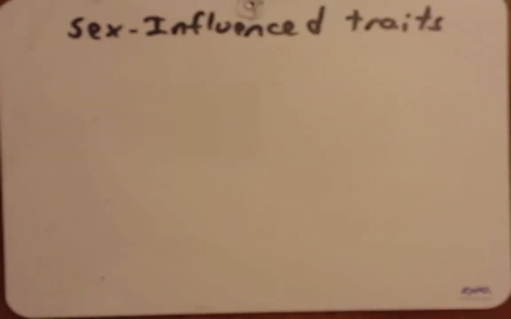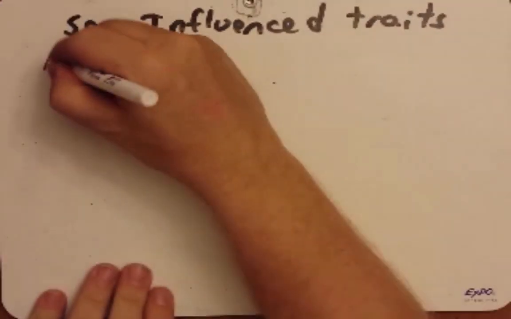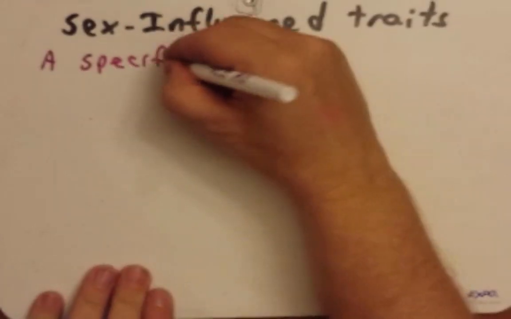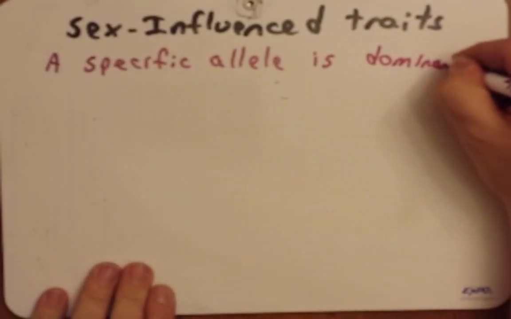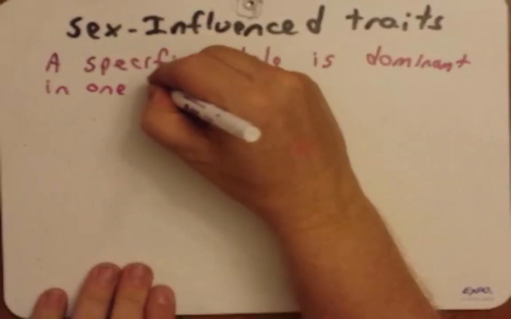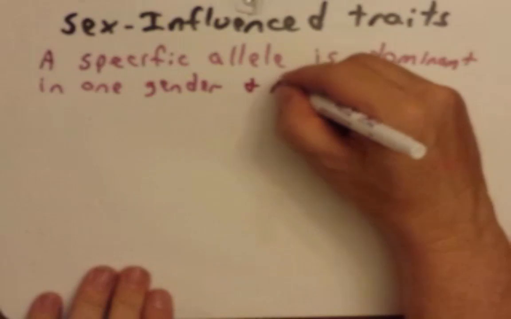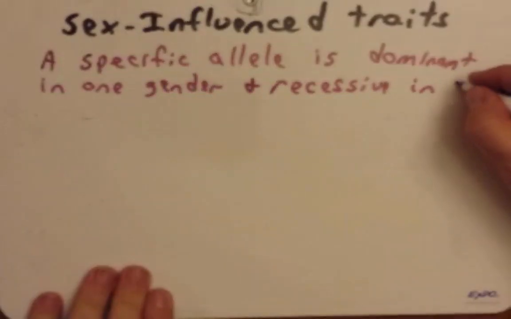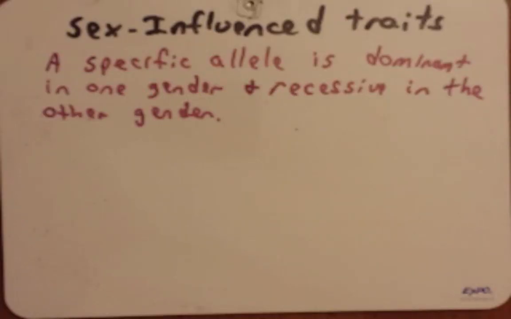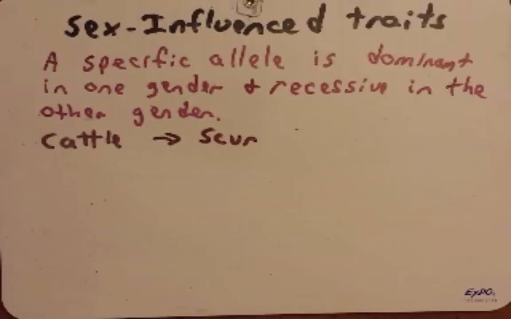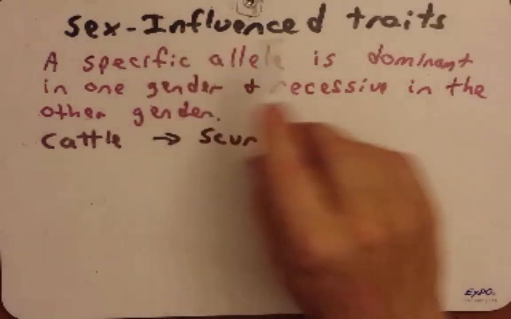sex-influenced traits. A good definition of this is when a specific allele is dominant in one gender and recessive in the other gender. A good example of this is seen with cattle, and the structure on cattle called a skir. Skirs are just these horn-like structures on their heads in the same position where you might see antlers on a deer. But it displays a sex-influenced trait.